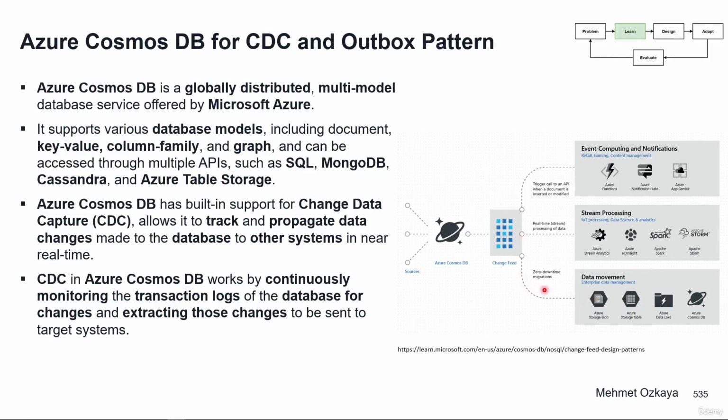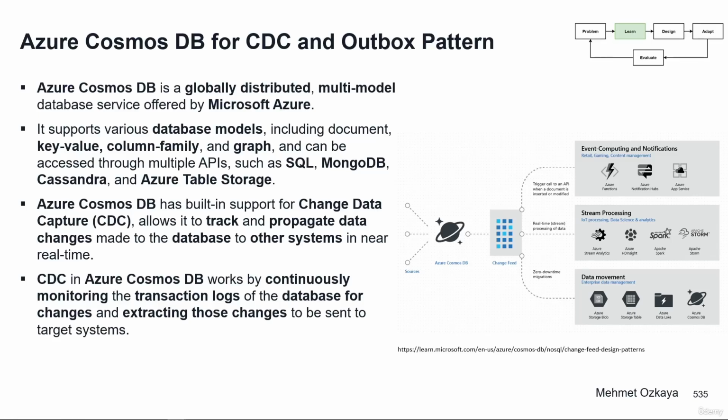And the last use case is migrations. When the change feed happens, this will trigger zero downtime migrations to the Azure Storage Blob, Azure Storage Table or Data Lake or different CosmosDB tables. These will be data migrations, and zero downtime migrations could happen for the data movement for the enterprise data management use cases. So this is the Azure CosmosDB change data capture use cases.